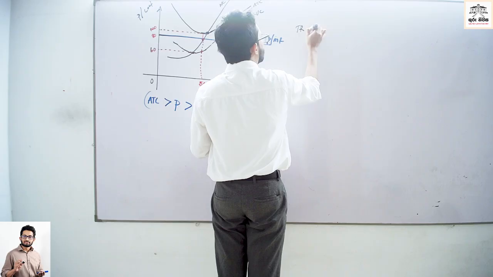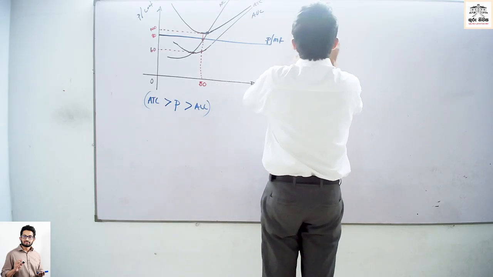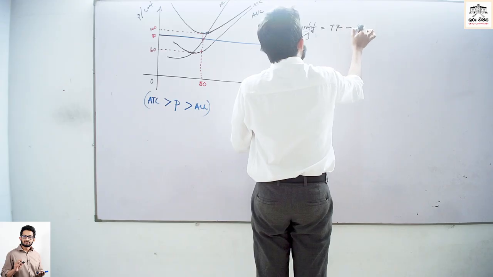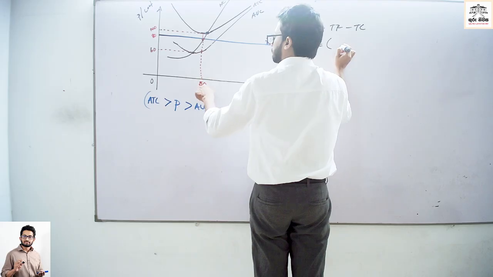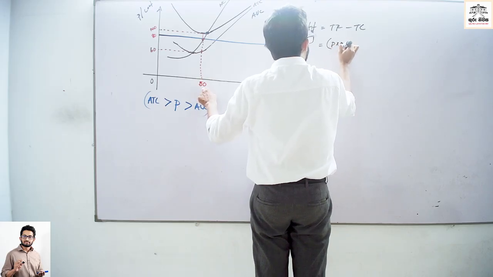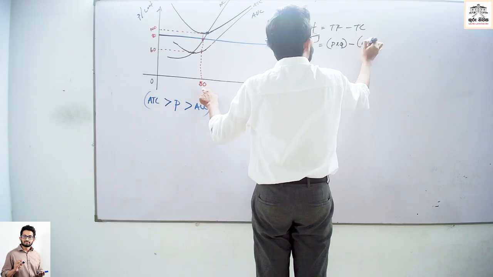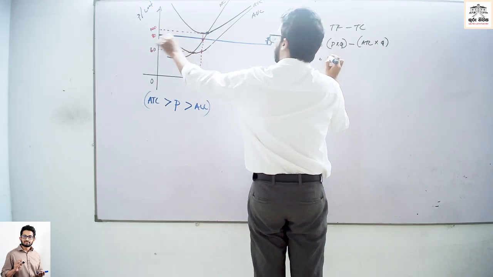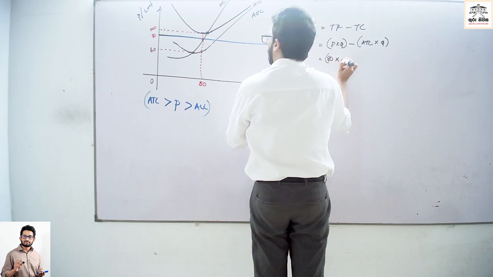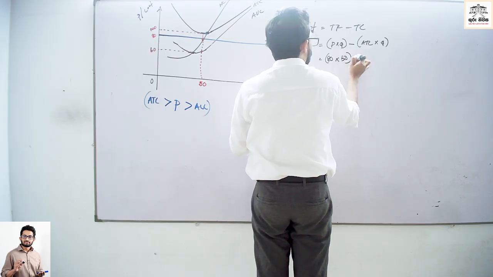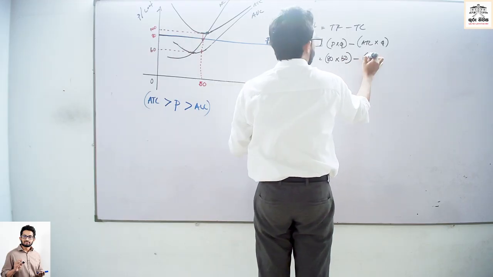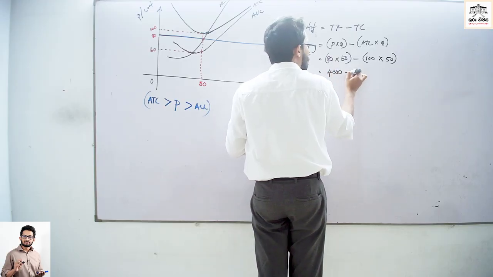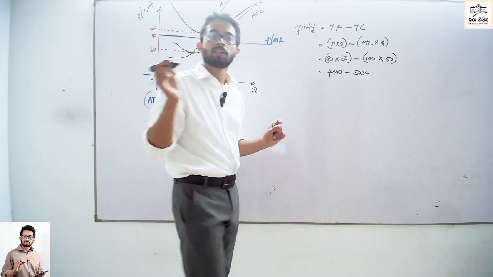Profit equals TR minus TC. TR is price into quantity, minus TC, average total cost into quantity. Price is 80 rupees, quantity is 50 units, minus average total cost 100 rupees, quantity 50 units. Here revenue is 4,000. Total cost is 5,000. Look at the board.